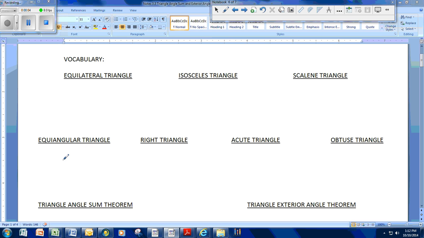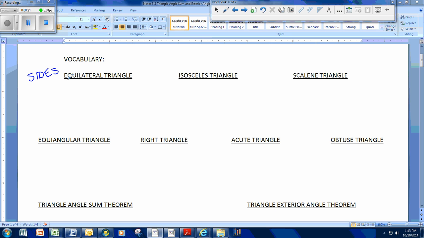Today's lesson, we're going to talk about triangles and the triangle angle sum theorem and the triangle exterior angle theorem. First thing we're going to talk about today is how to classify triangles. First thing we're going to focus on here is how to classify triangles by their sides.